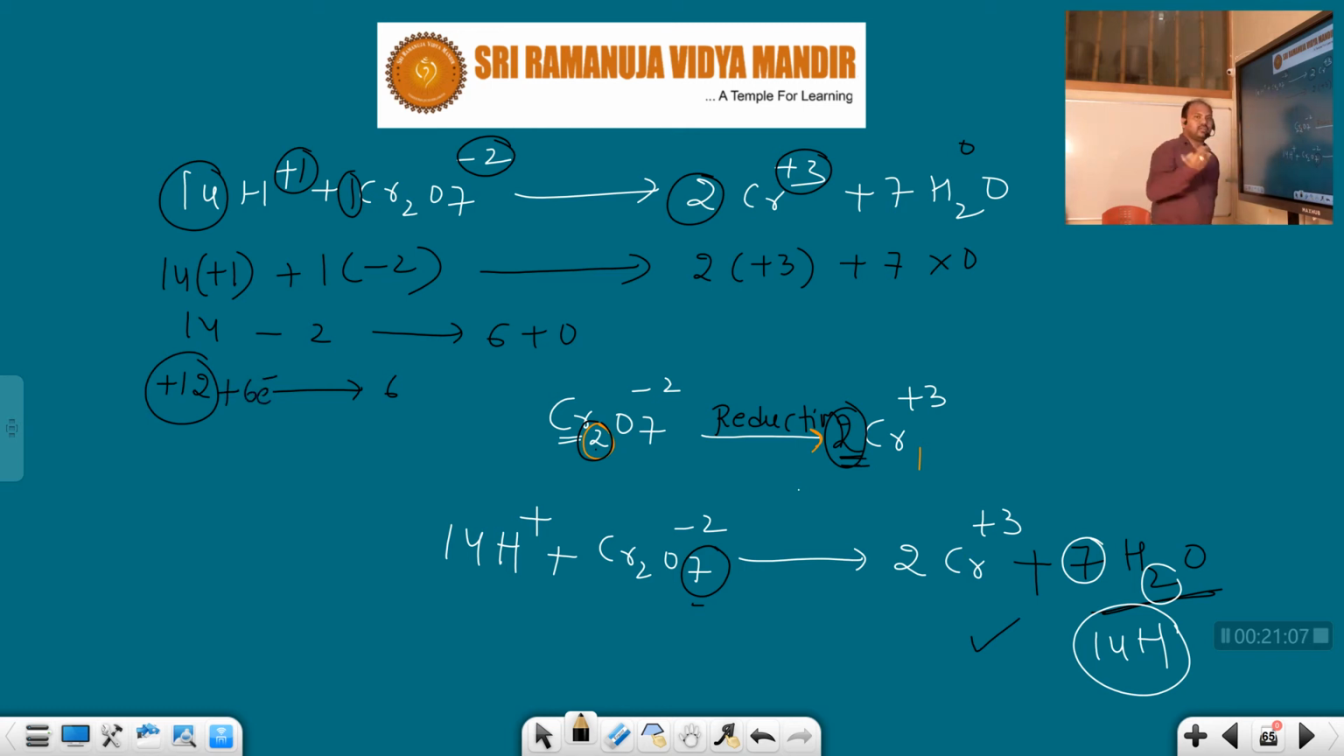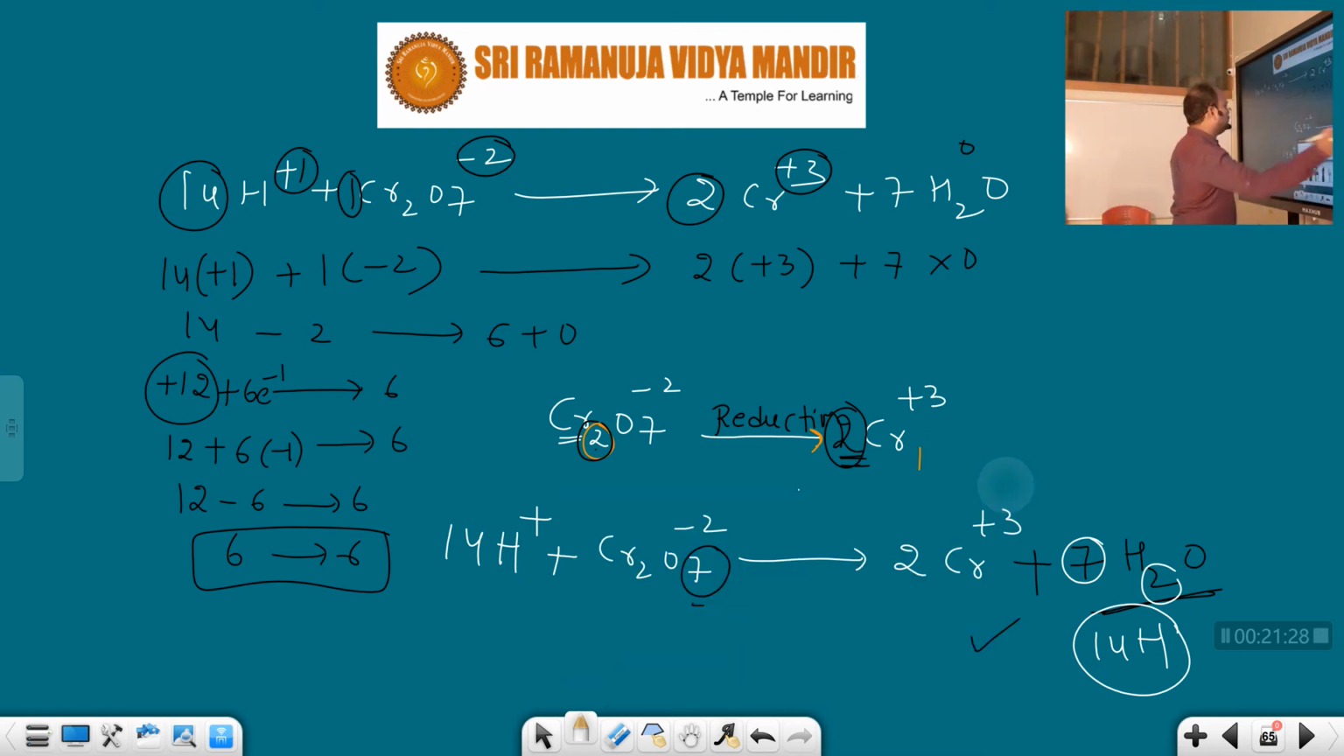How many electrons are we adding? 6 electrons. Electrons have negative charge; the electron's relative charge is minus 1. So 12 plus 6 into minus 1 gives rise to 6. That means 12 minus 6 gives rise to 6, that means 6 gives rise to 6. Is LHS equal to RHS or not? So on the left-hand side we add 6 electrons, and then only the charge is balanced.